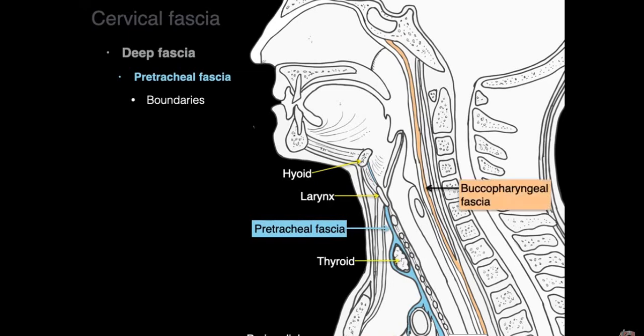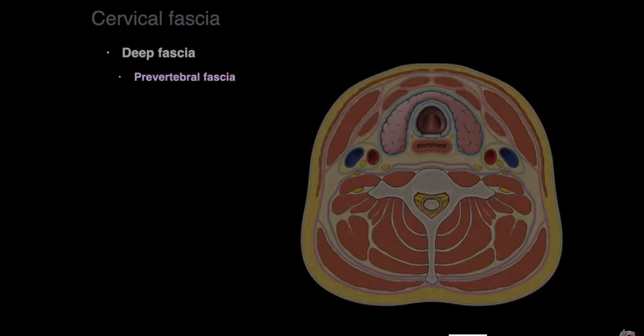Posteriorly, there's the buccal pharyngeal fascia. It courses from the skull all the way down into the mediastinum. Between the pretracheal and buccal pharyngeal fascia is the trachea, and then the pharynx up high and the esophagus down below. Okay?